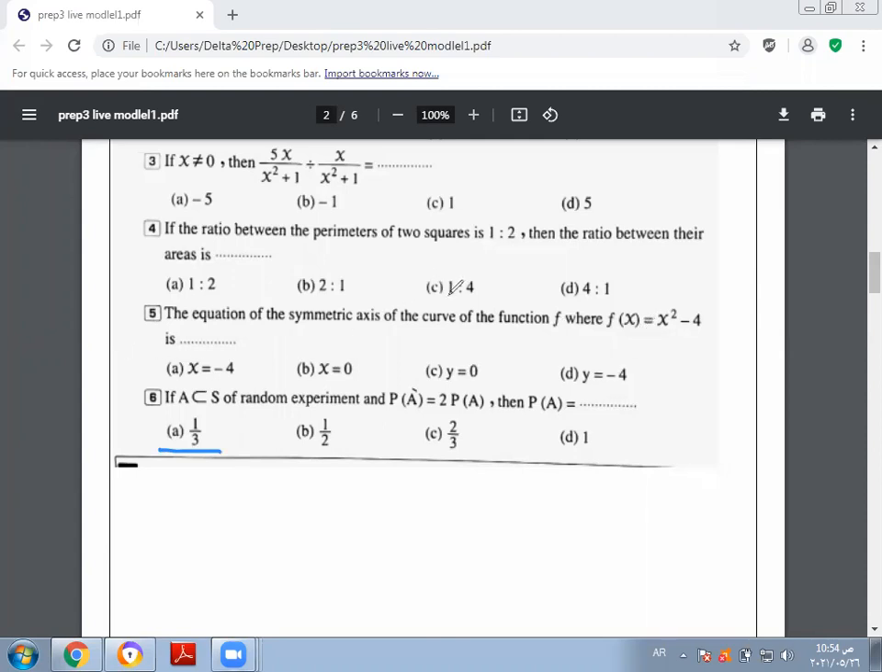This is question number 1. Here question number 3 we choose D. Here we choose 1 to 4. Here we choose x equal 0. This is question number 1. The next question.